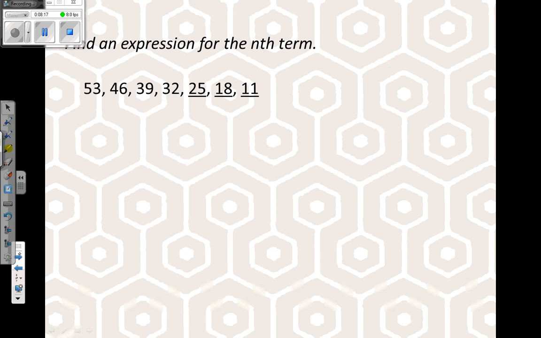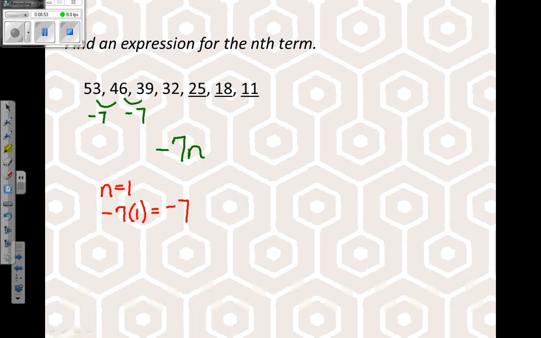Let's try another one. This was the second sequence we did. We were subtracting 7 each time. So same as before, when I'm looking for the expression for the nth term, since it's a constant difference in this case, I'm going to put negative 7 times n automatically. And then I want to figure out what I need to add or subtract so that the expression holds for this sequence. So when n equals 1, I would have negative 7 times 1, which is negative 7.